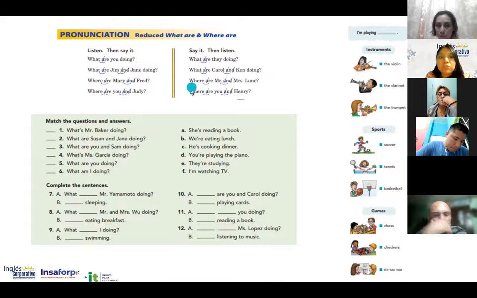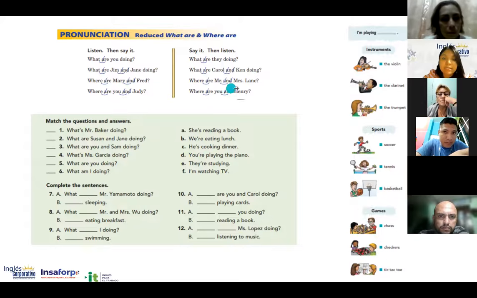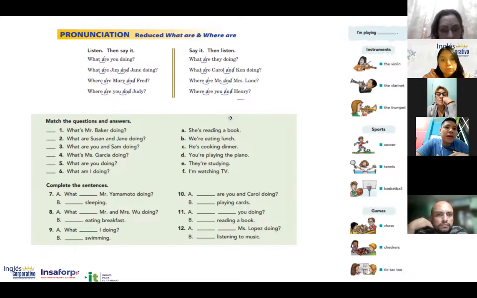So let's see, I need one volunteer to read those four. Me, teacher. Yes, thank you, Kevin, go. What are they doing? What are Carol and Ken doing? Where are Mr. and Mrs.? Para diferenciar ahí el otro, ¿cómo sería? Oh, okay. So, yeah, that was a question that some of you had as well. This one is Mr., ese es Mr., guys. And this one is Mrs. Where are Mr. and Mrs. Lane? Where are you and Henry?